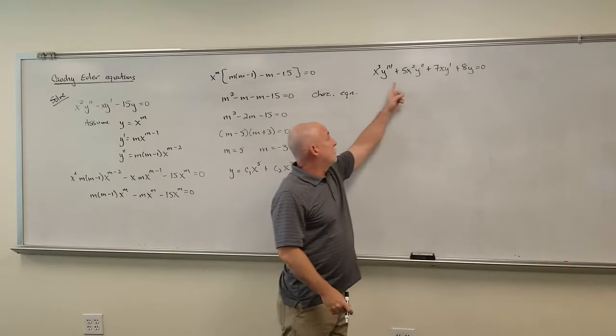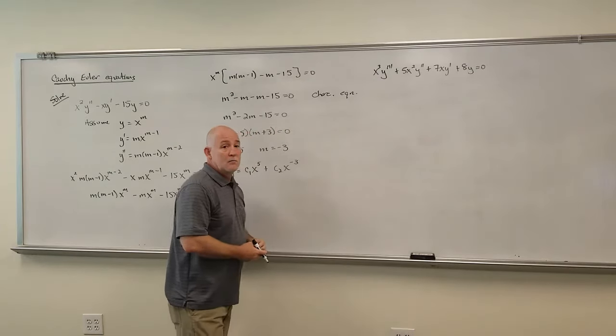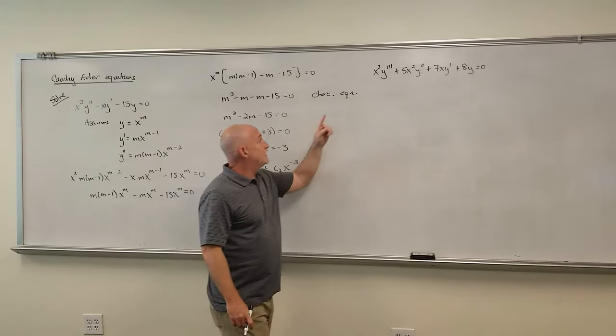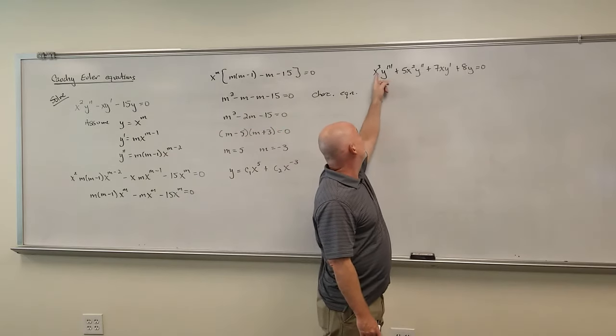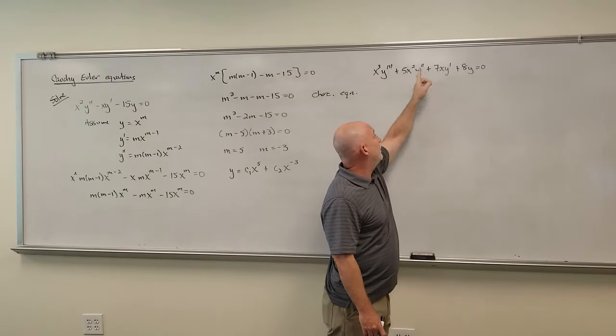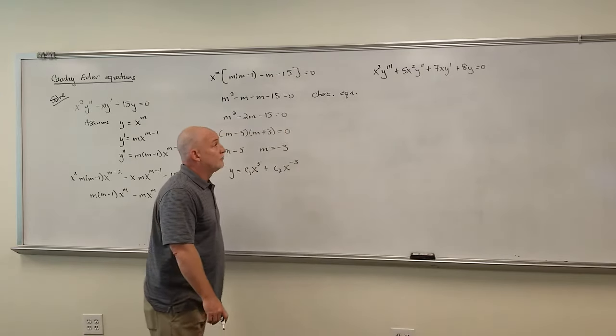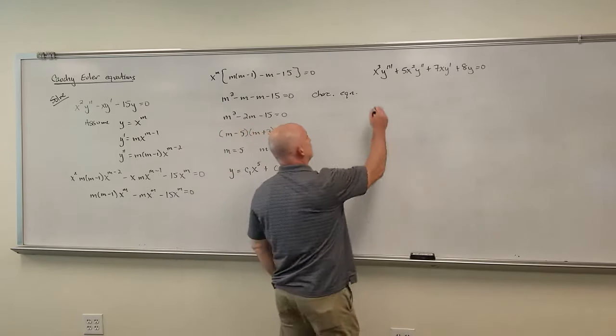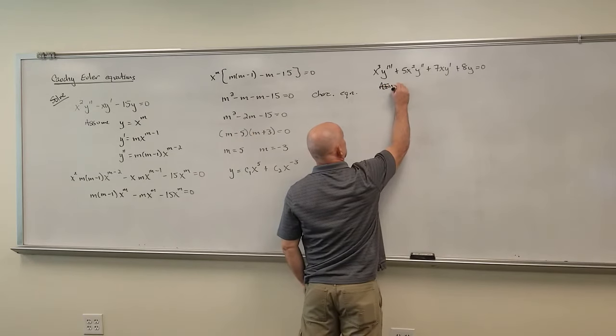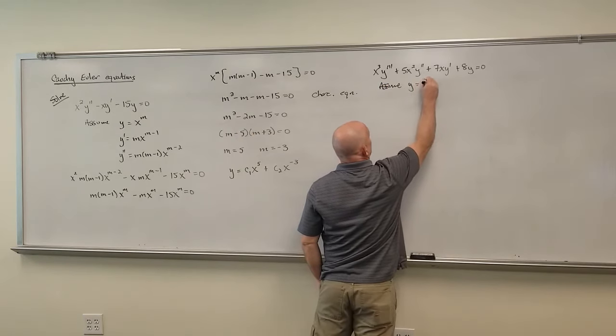These are not constant coefficients because we have x's there, but the power on the x exactly matches the derivative. Third power, third derivative. Second power, second derivative. First power, first derivative. No power, no derivative. So this should work. So we should be able to assume y is equal to x to the m.